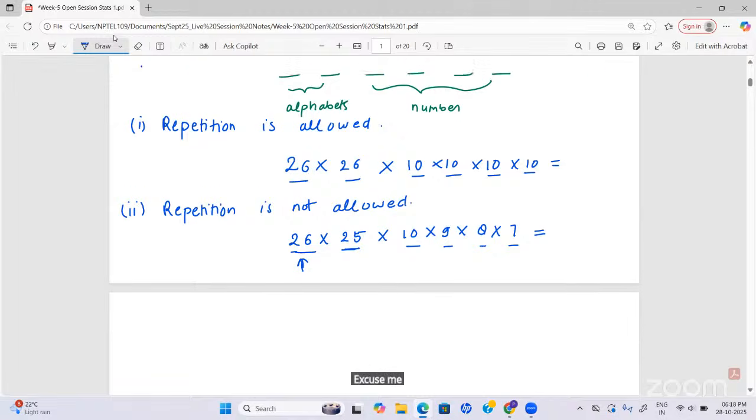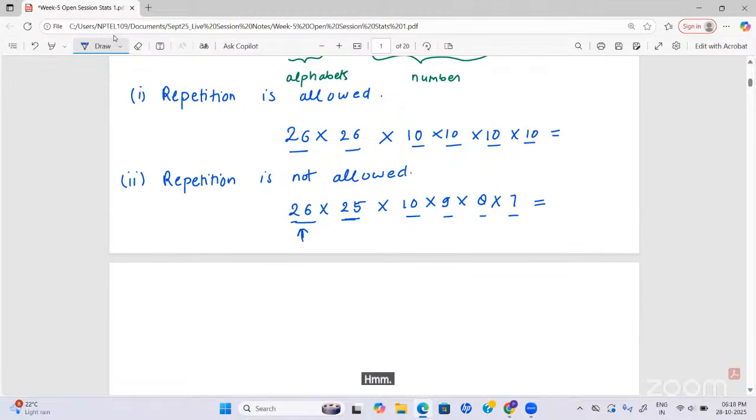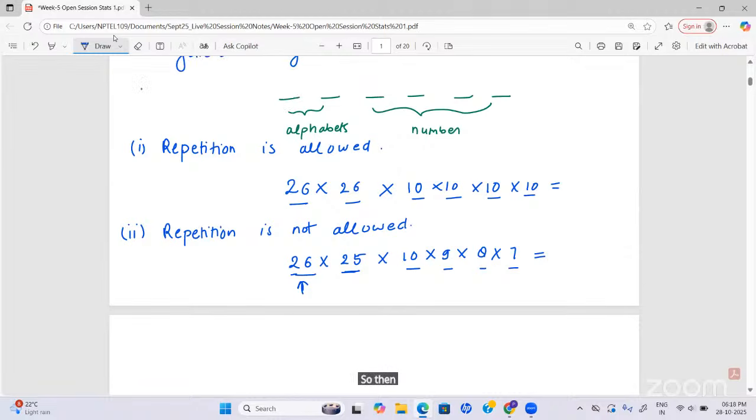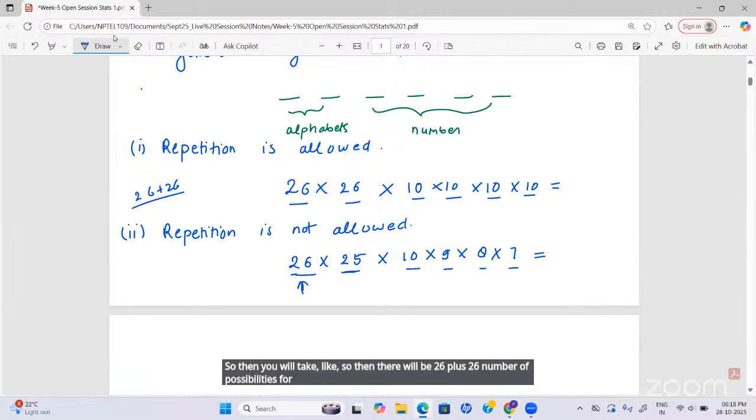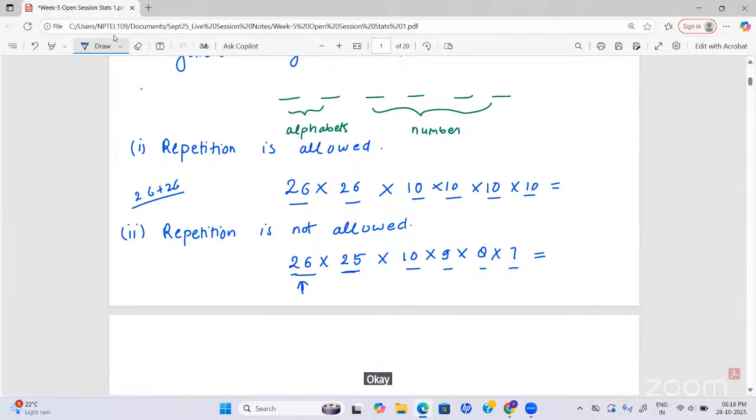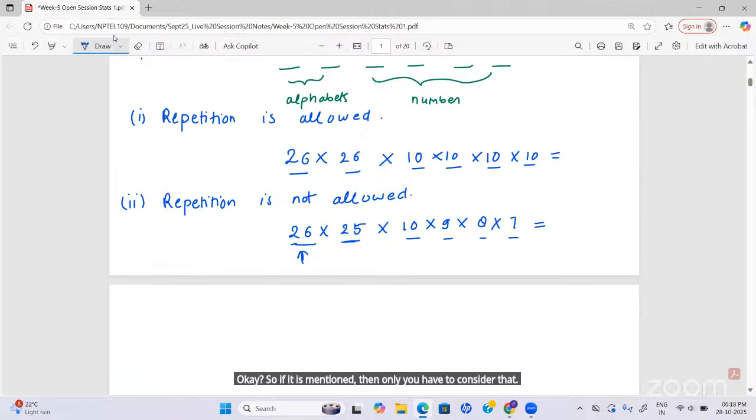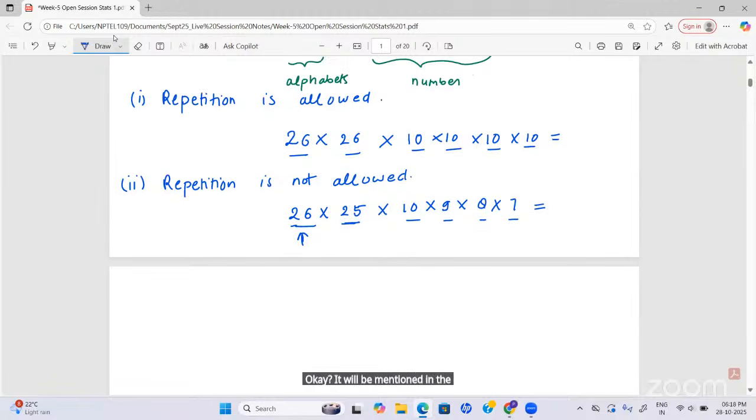Excuse me, ma'am, if it is case sensitive, then how will we do that? Then there will be 26 plus 26 possibilities for the first place. If it is mentioned, then only you have to consider that. It will be mentioned in the question if they are giving that condition.